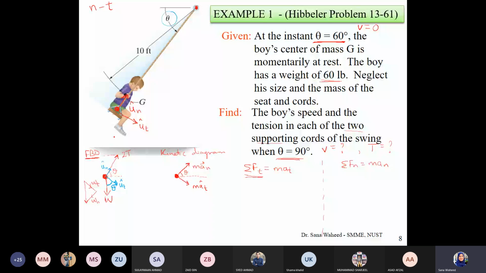Is that clear or not so much? Should I explain it more? Yes ma'am, हो गया. Okay.